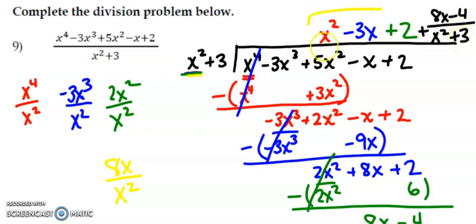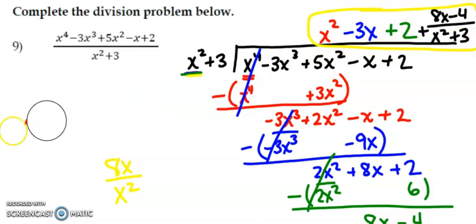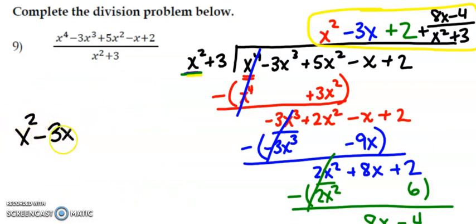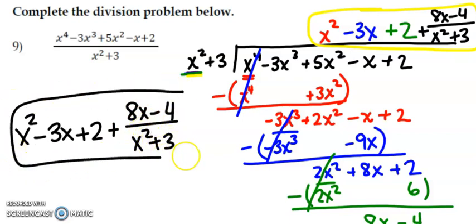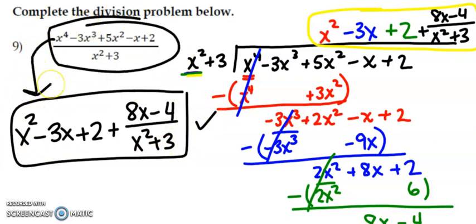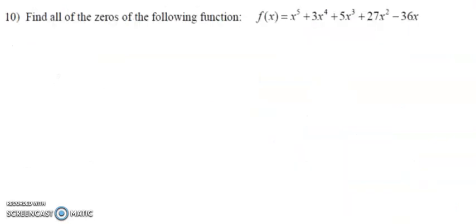So my final answer is this up here that I've boxed in. It wouldn't hurt on a test or a quiz to rewrite that just over to the side. Your final answer is x squared minus 3x plus 2 plus 8x minus 4 over x squared plus 3. Okay, so what you found is that this is mathematically the same as this, just rewriting it in a little bit different way, showing our division.